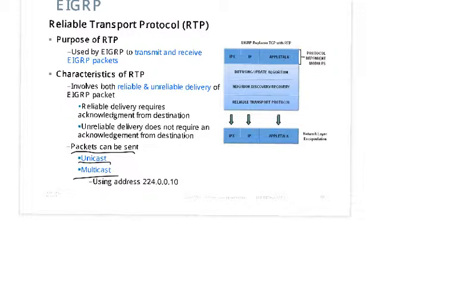And of course, a special case of multicast is broadcast. So if you want to use broadcast, then you can do multicast to all routers, basically. Okay, so the RTP uses reliable and unreliable, and chooses unicast and multicast. Any question here?